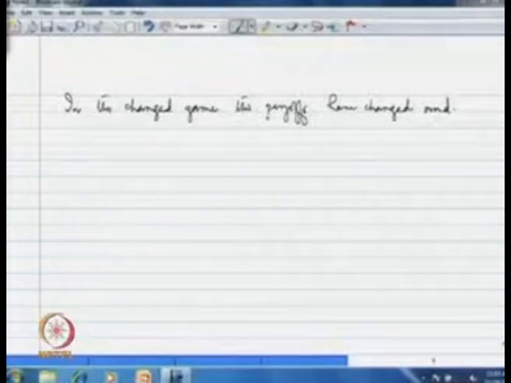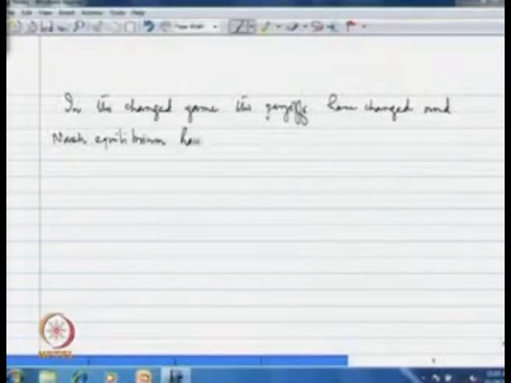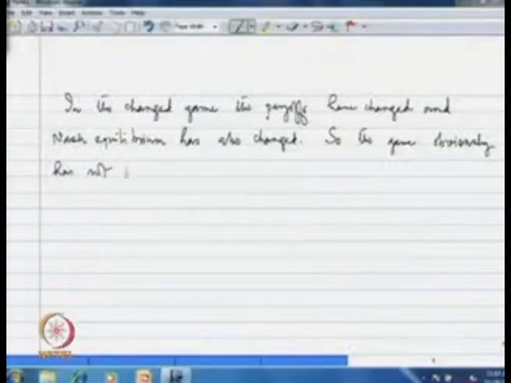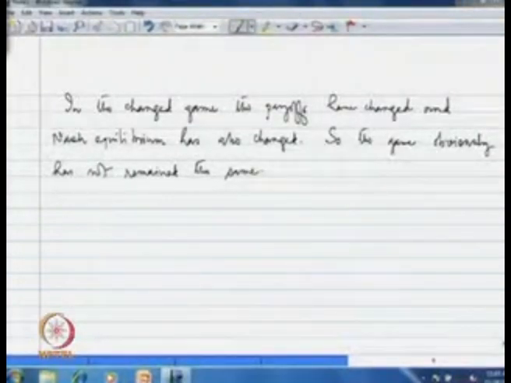and Nash equilibrium has also changed. Therefore, the game obviously has not remained the same. So, that is it. The game has not remained the same.